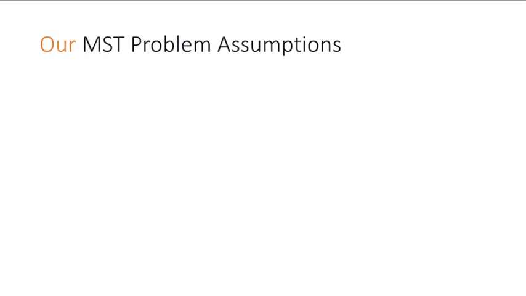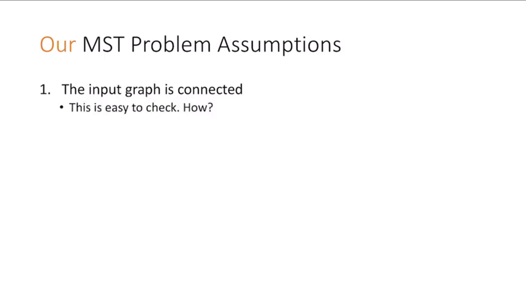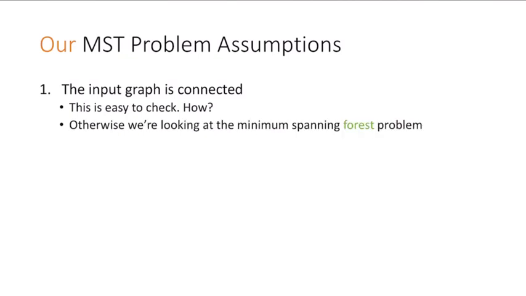Okay, so we are going to make a couple of assumptions here just to make our lives easier. We're going to say that the input graph is connected. That's not much of an assumption. It's pretty easy to check beforehand if we want to. We can just run a breadth first or a depth first search to check for connectivity. If we don't have a connected graph, then you really have a minimum spanning forest, which means you have all your individual spanning trees.